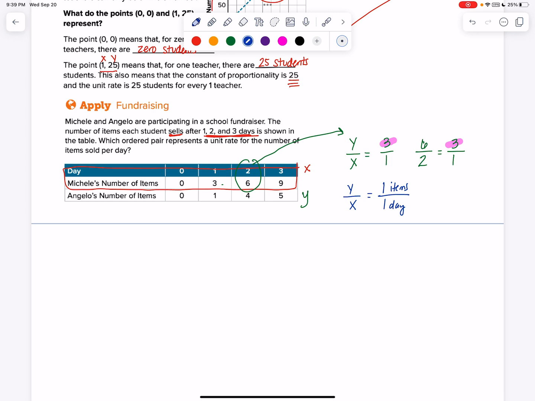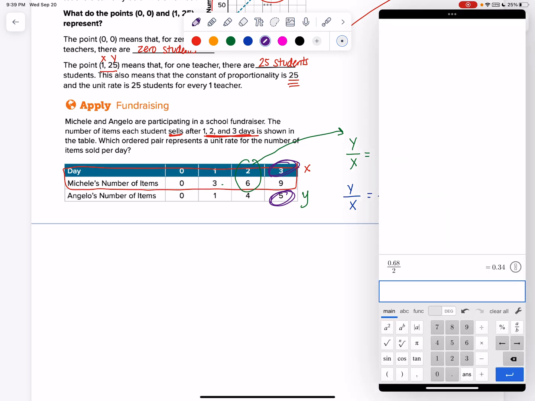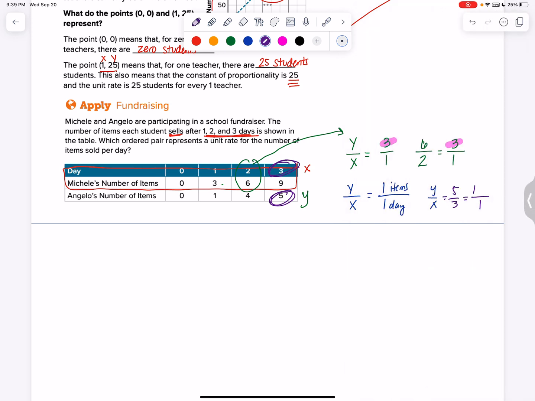Her other one, if we do y over x, let's go ahead and test. We might as well test this one out here. So that would be 5/3. Pretty sure this isn't going to work out. So what's the unit rate? 5 divided by 3. I already know this isn't going to work. 1.6 repeating items per day. So we can see Angelo's information is not proportional.